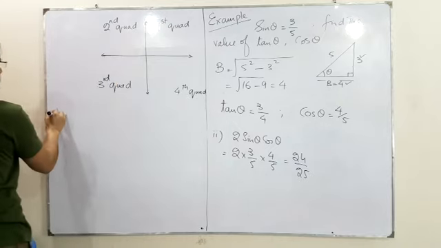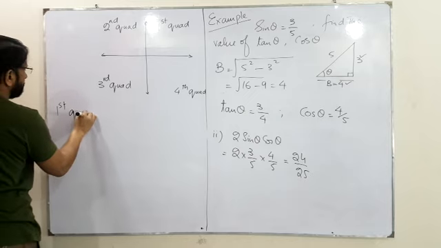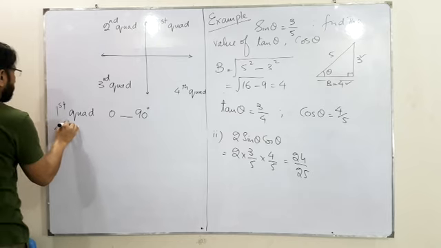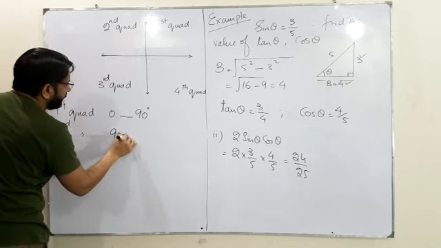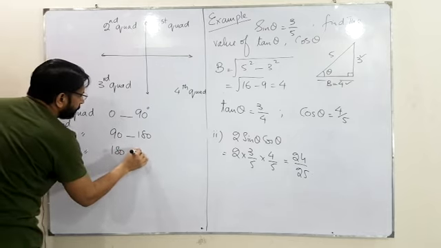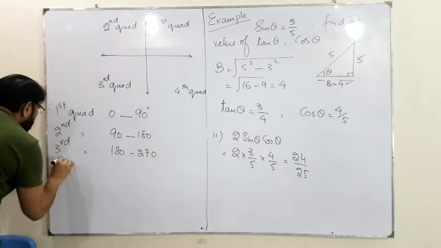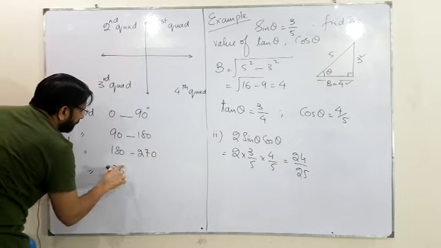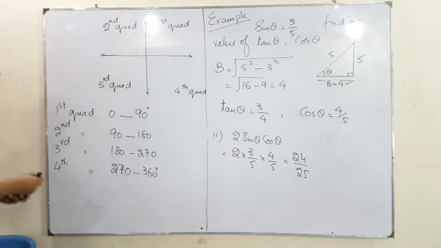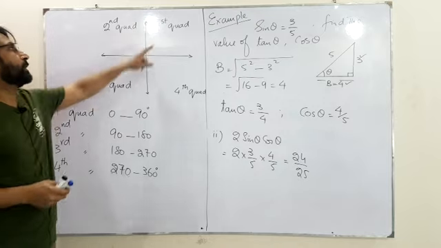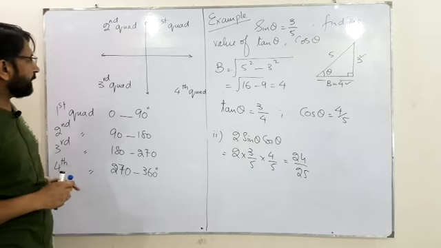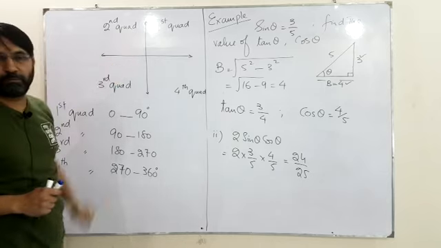First quadrant lies from 0 to 90 degrees. Second quadrant lies from 90 to 180. And the third one is from 180 to 270. And the last one, fourth, is 270 to 360 degrees. In this way, we are able to decide this one is the first one, second one, third one, and the fourth one. Now, what will be the behavior of the trigonometric ratios in all of these quadrants?